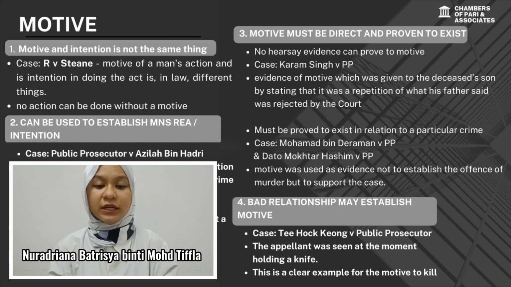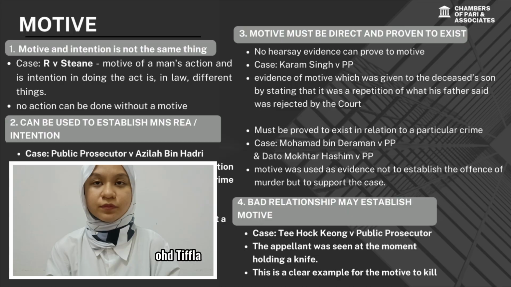Lastly, a bad relationship may establish the motive for a specific misconduct. For example, in the case of Tan Hock Kyong and Public Prosecutor, the appellant was seen at the moment holding a knife. This is a clear example of the motive to kill.